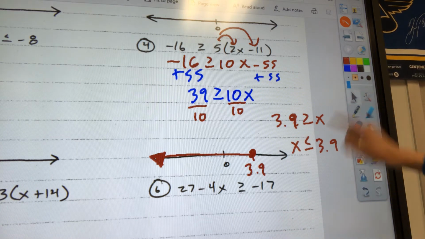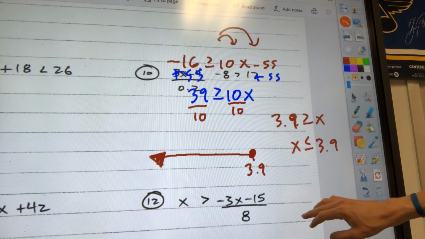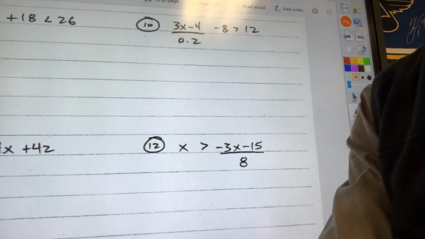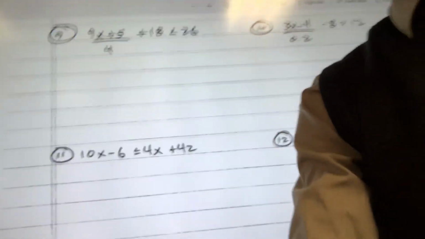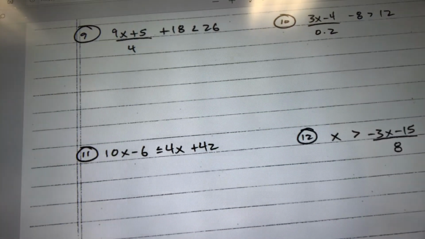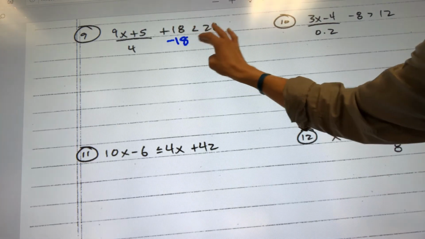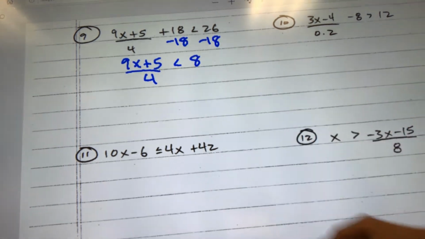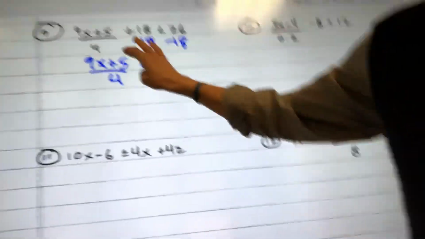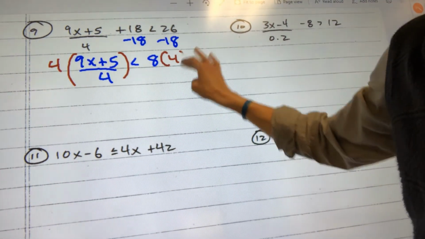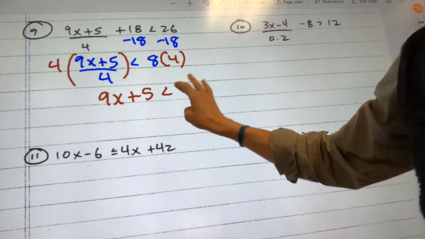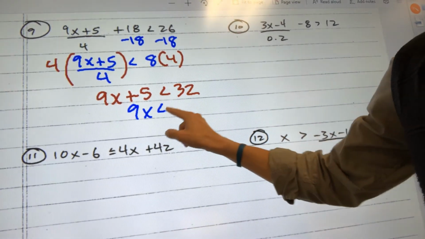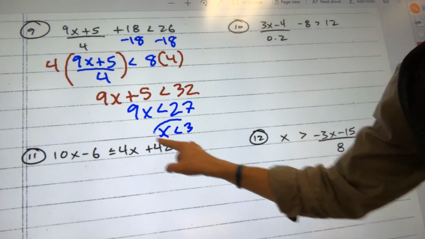All right, we're going to go here to page 10, and to finish this section off, we're going to do 9, 11, and 12. On 9, 11, and 12, there is no graphing. There is just solving. On 9, going to get that 18 to the other side. 9x plus 5 over 4 is less than 8. Going to multiply both sides by 4. 9x plus 5 is less than 32. Going to subtract 5 from both sides and divide by 9. X is less than 3.